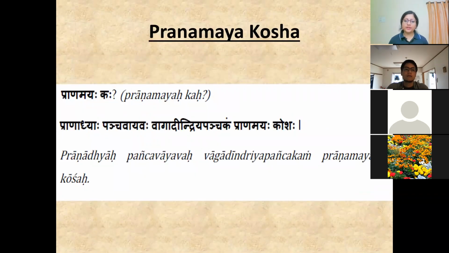Now, we already saw in the last class that Annamaya Kosha is the Sthula Shariram, the physical body. The next three koshas, that is Pranamaya, Manomaya, and Vijnanamaya Kosha, these three together correspond to Sukshma Shariram, the subtle body. Why is there a classification into Prana, Manomaya, and Vijnanamaya? That also we will see now. First we will see the three koshas.